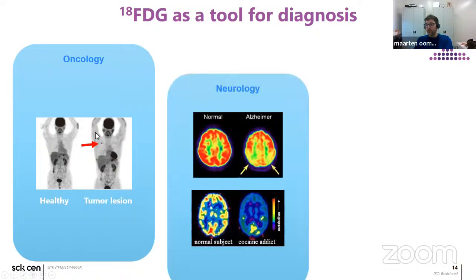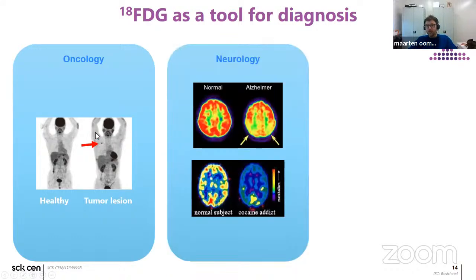Of course, another organ that uses a lot of glucose is the brain. The brain takes up a lot of glucose normally, because it's only using glucose. However, with certain diseases, Alzheimer's disease for example, or addiction, there's a shift in brain activity, which can also result in changes in glucose uptake.